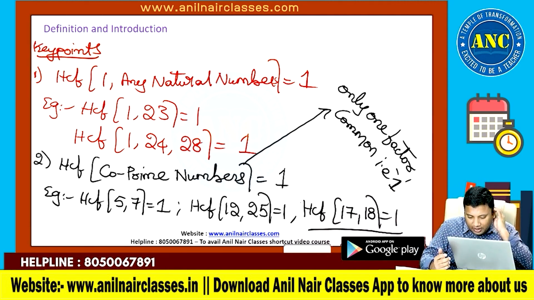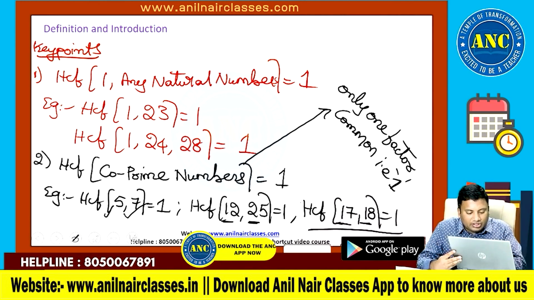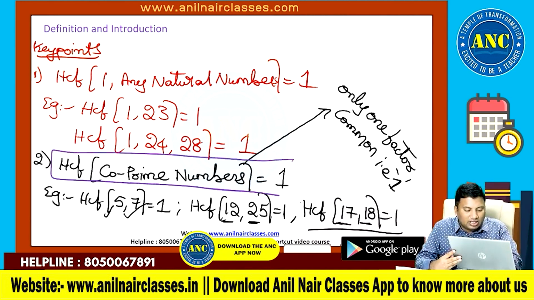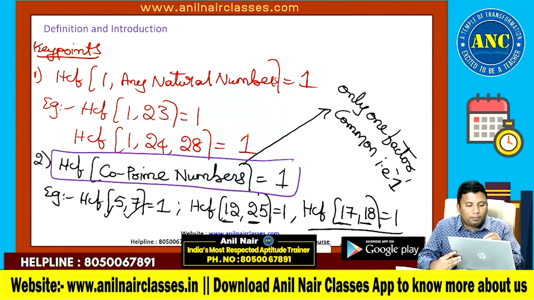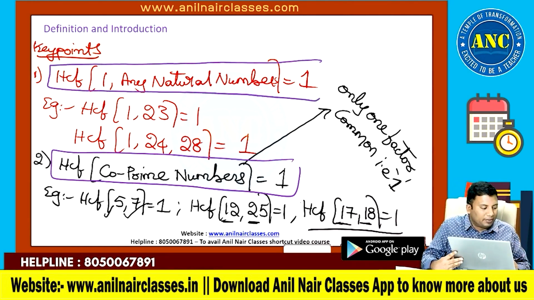Now if you see here, why I took these three examples. 5 is a prime number, 7 is a prime number. For a pair to become co-prime numbers, it is not mandatory that both numbers should be prime. Both can be prime numbers, both can be composite numbers, or one can be a prime number and another a composite number. Second important key point: HCF of any co-prime numbers is 1. HCF of 1 with any natural number is 1.